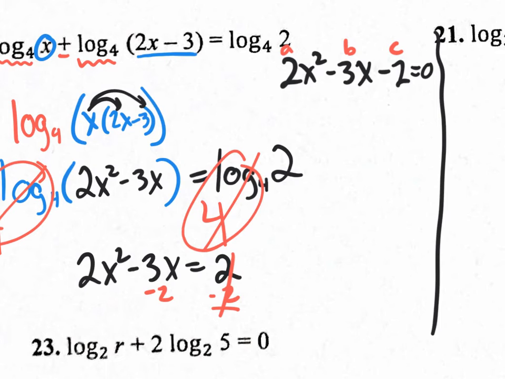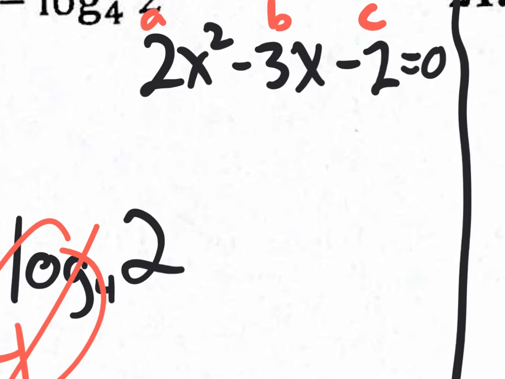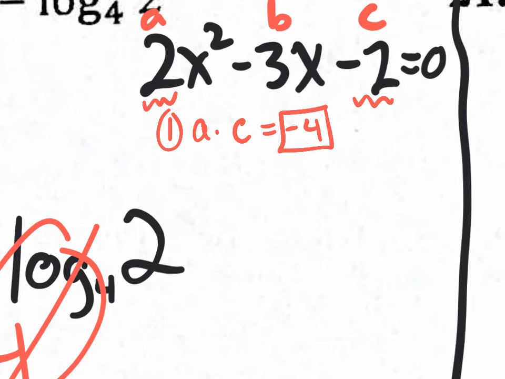Factor, split, and solve. Even though the a value's not 1, which means we have to use that pretty long process on factoring, it'll serve as a good review from semester 1. Step 1 is to multiply a times c. That's really 2 times negative 2. That's negative 4. Step 2 is to think of the multiples of negative 4, like negative 1 times 4 or like negative 2 times 2.